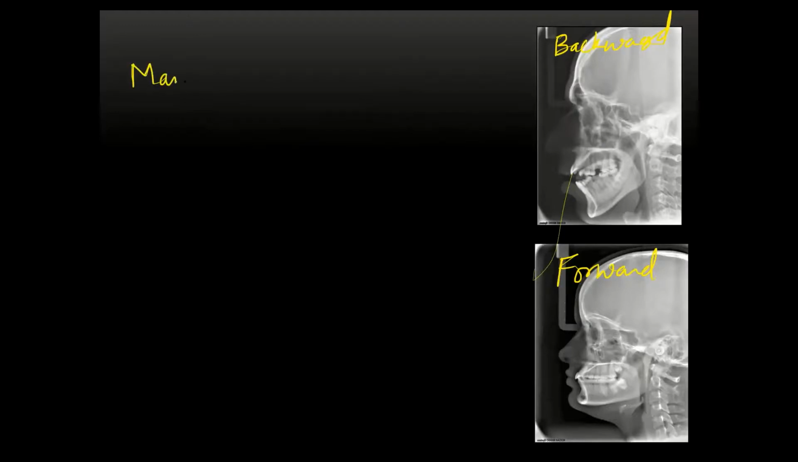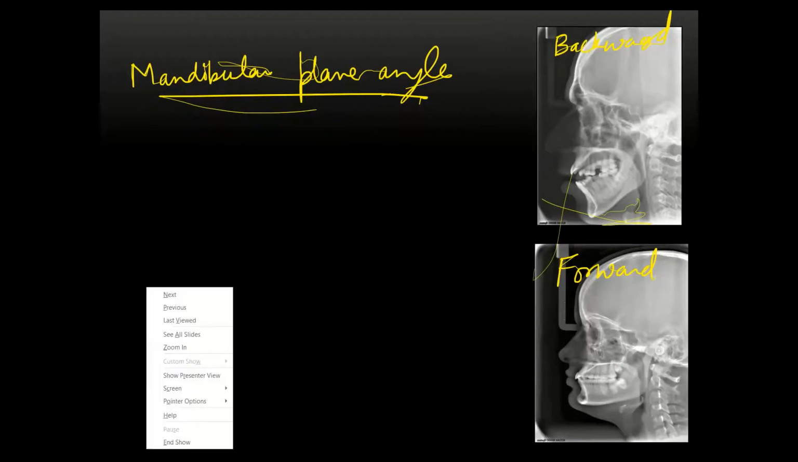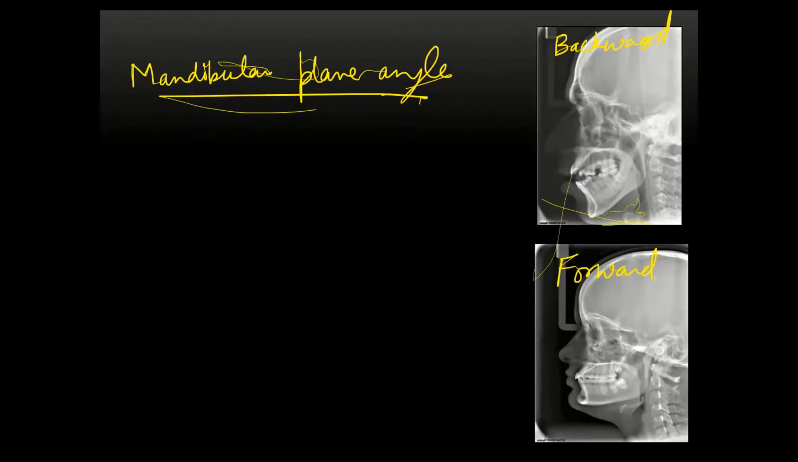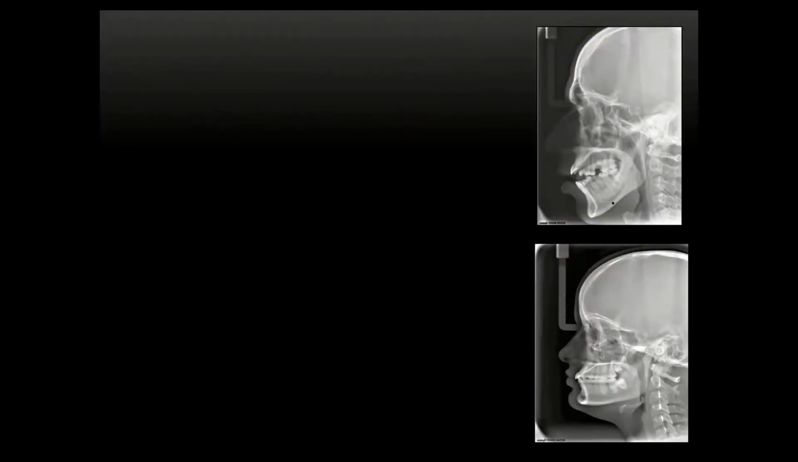We're going to see a few angles. First is mandibular plane angle. Now, this is so irritating. Mandibular plane angle. How do we see this? We draw a mandibular plane and we take a reference line. Usually, let's take SN.